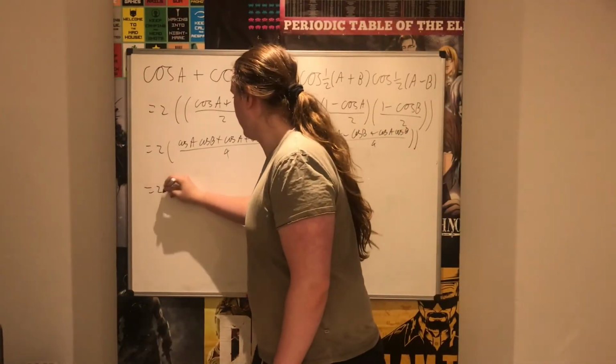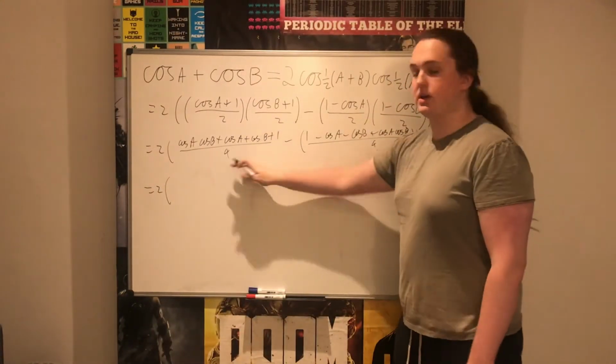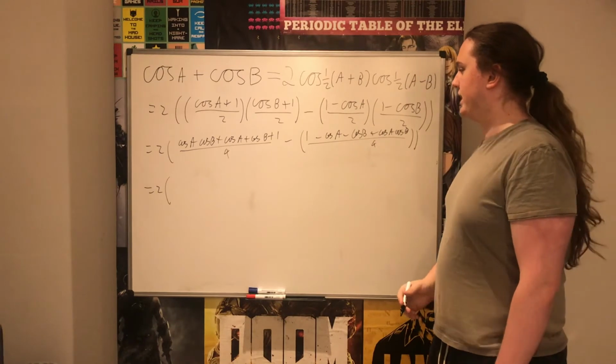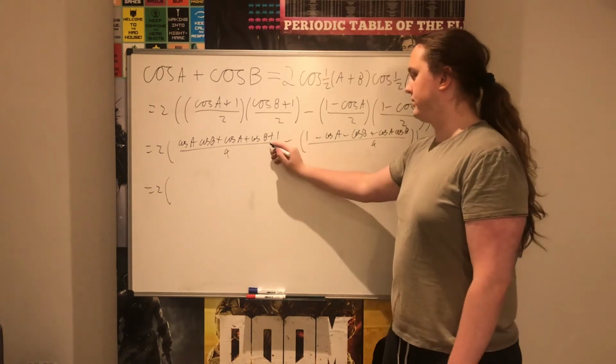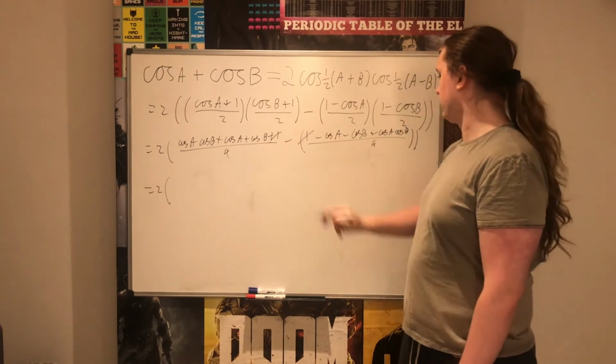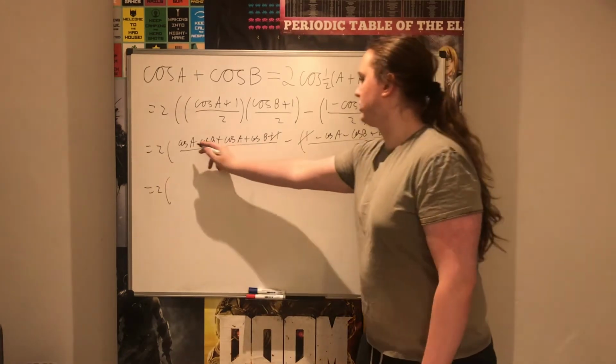Now, because the denominators are the same, we can just cancel out some terms. So we're going to have a plus 1 and a minus 1, and we also have a plus cos a cos b.